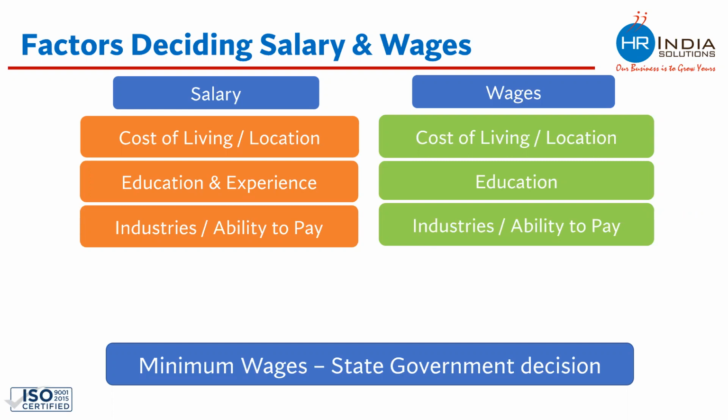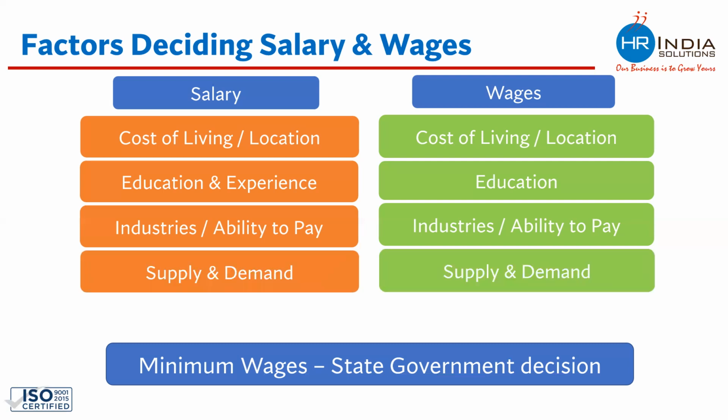When government decides the minimum wages, they have also decided different minimum wages for different industries. For the agriculture sector, there is a different minimum wage. For the mining industry, there is a different minimum wage decided by the government. And for the manufacturing sector, government has decided a different minimum wage. So on the basis of industries, even government is deciding different minimum wages.